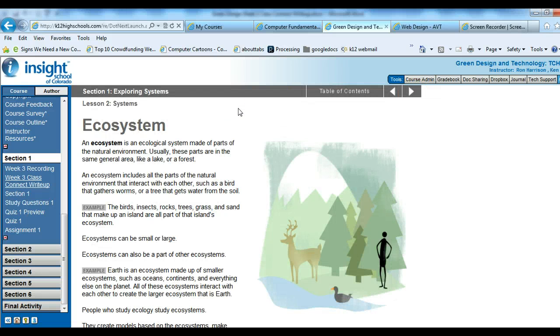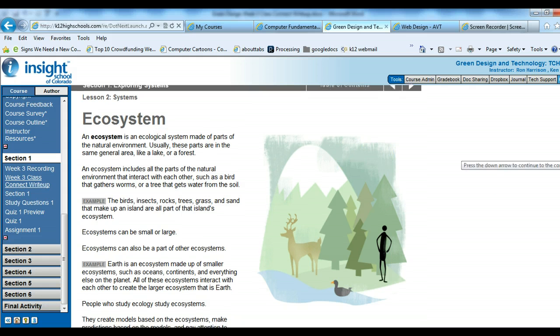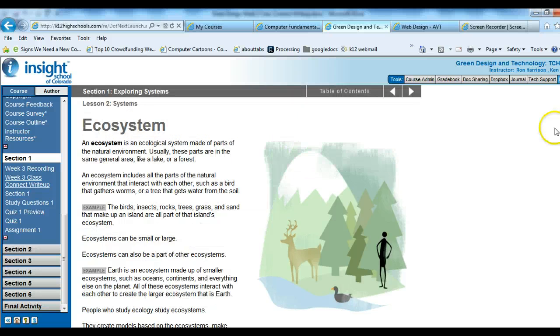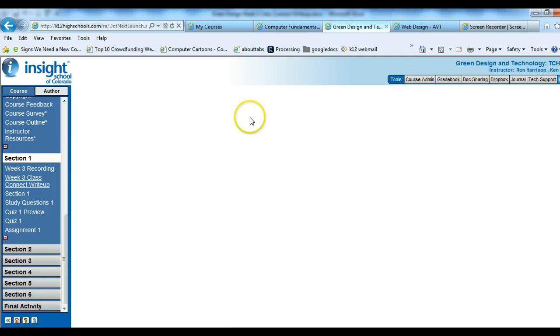Now we get into ecosystem. So of course, we know what system is, so eco would be ecological system. So that's the system in which we live in the natural environment, the ecosystem. An ecosystem can be made up of natural and unnatural. An ecosystem is essentially where one lives.